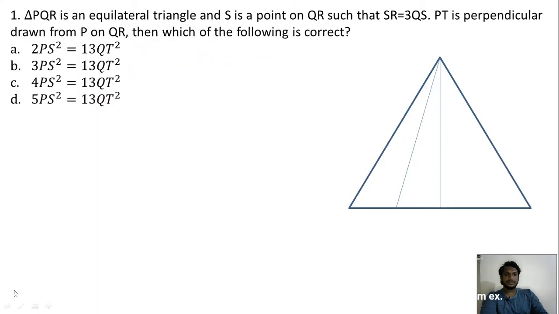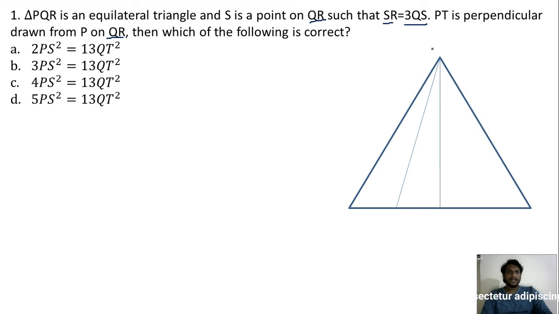Here goes the first question. Triangle PQR is an equilateral triangle and S is a point on QR such that SR is equal to 3QS. PT is perpendicular drawn from P on QR. Then which of the following is correct?